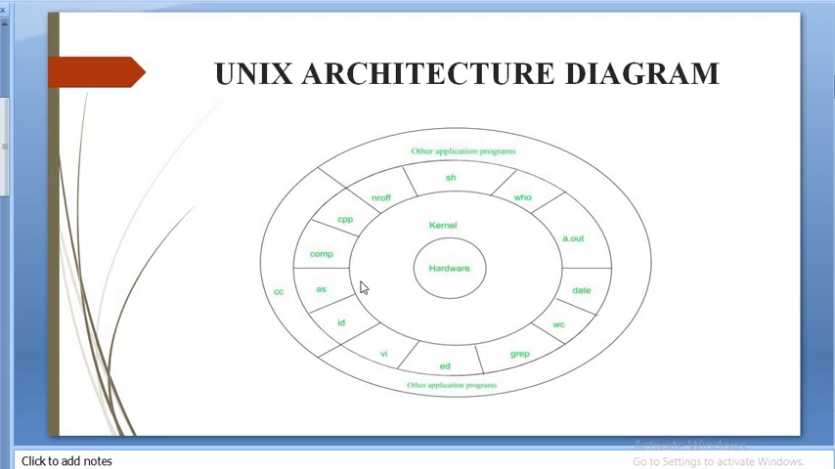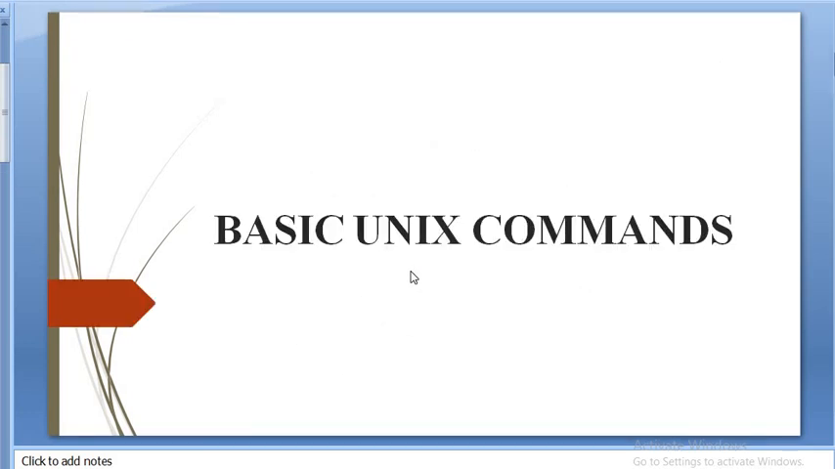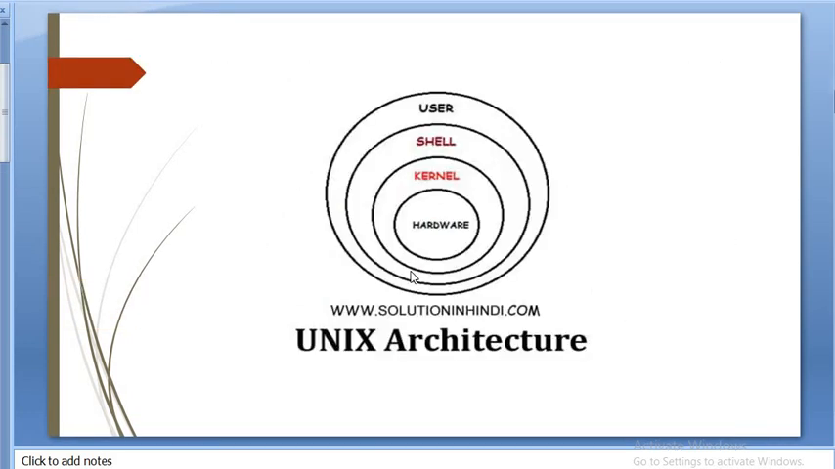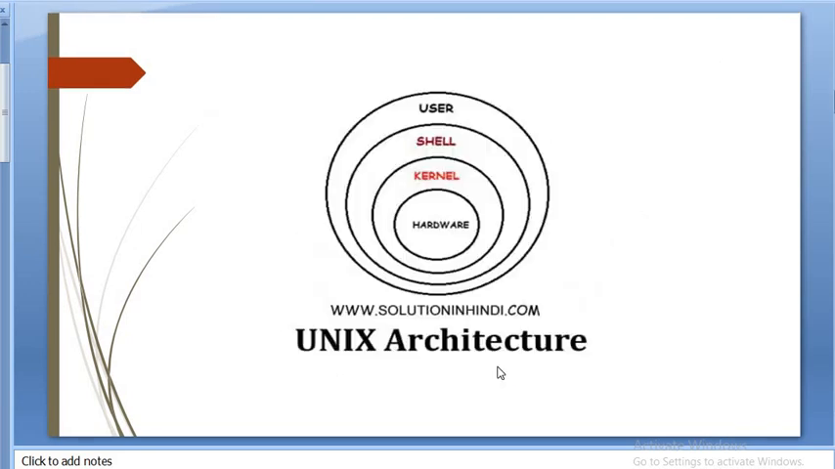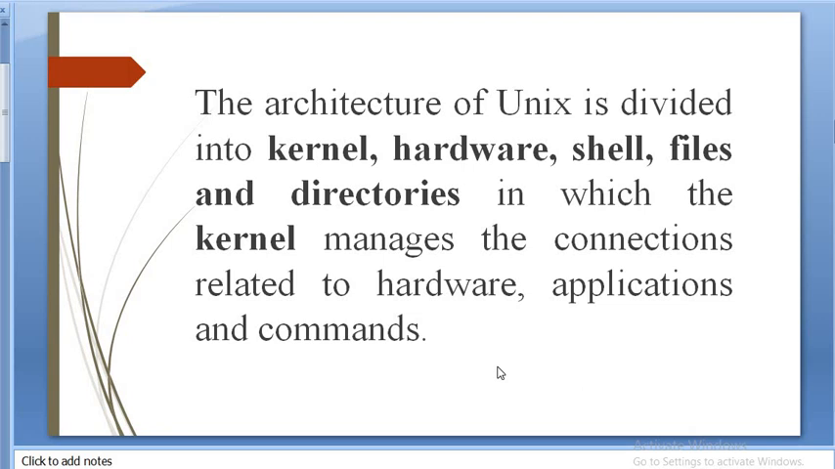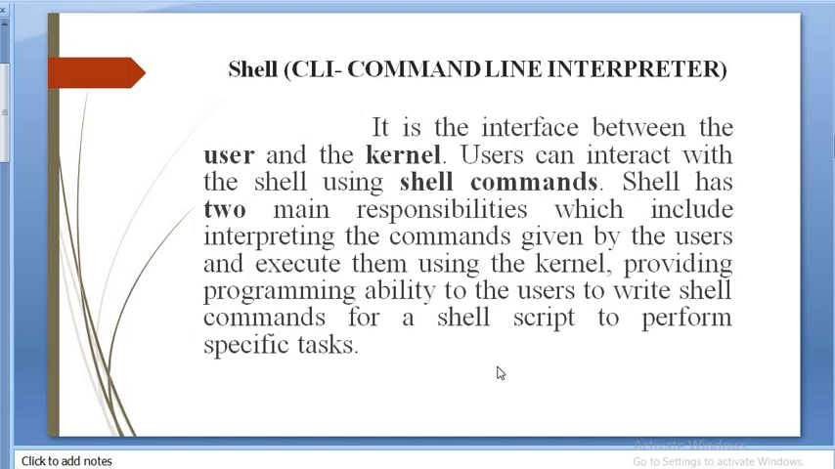Here we have so many Unix commands. We will see the commands in detail. See here, kernel is the interface between user and the hardware, other application programs. The architecture of Unix is divided into kernel, hardware, shell, files and directories, in which the kernel manages the connections related to the hardware, applications and commands.